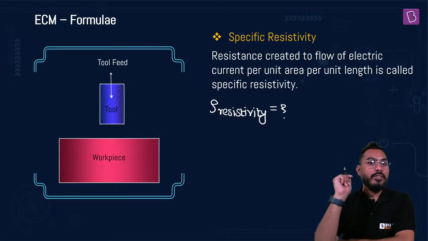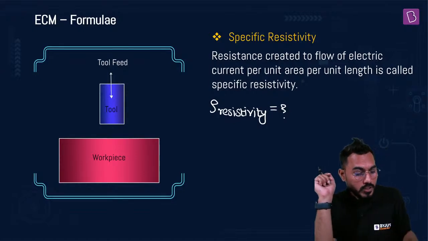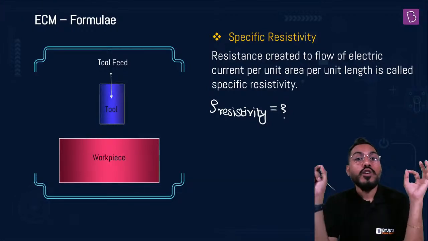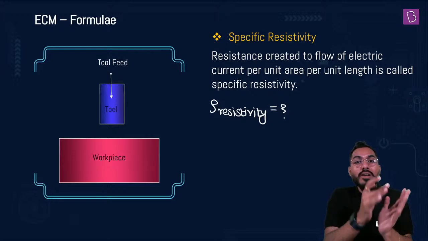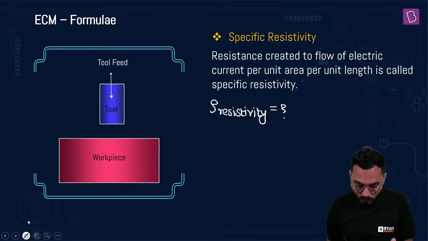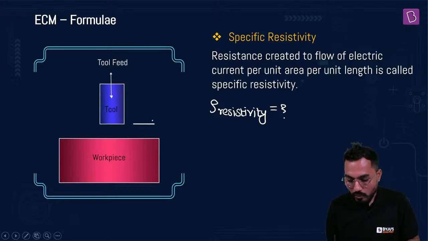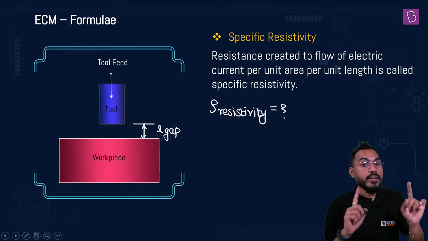Yes, I guess. Right, fine. So now we'll talk about specific resistivity. What is specific resistivity? Specific resistivity stands for the resistance created to the flow of current per unit area, per unit length. So what is meant by that? This is the gap, and that gap is nothing but the interelectrode gap, mentioned with the letter L gap. Already we talked about it. It can be called the interelectrode gap or the L gap.